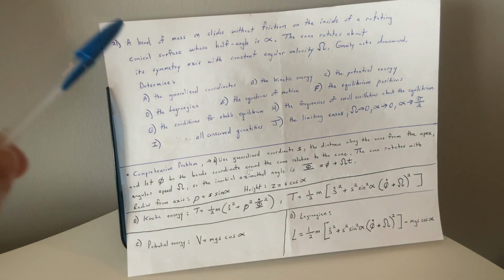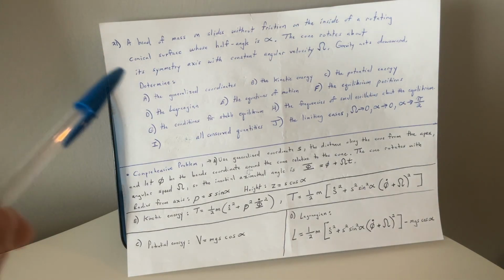And we have part 7, number 21. Bead of mass M slides without friction on the inside of a rotating conical surface whose half angle is alpha. The cone rotates about its symmetry axis with constant angular velocity, capital Omega.